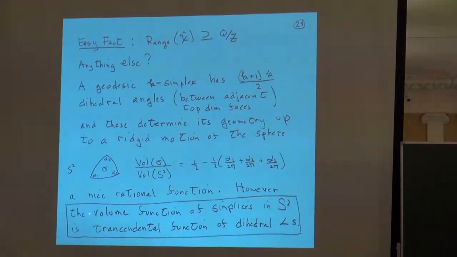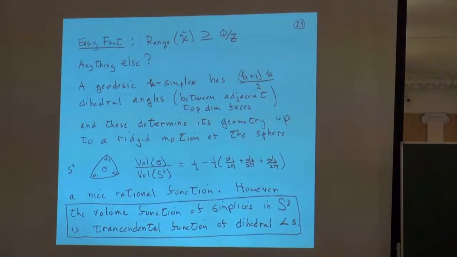So that's a nice rational function. However, I'm not so interested in S2, I'm interested in an odd sphere. And as soon as you go to S3, the volume function is a transcendental function of the dihedral angles. That was first calculated by a German mathematician, I'm trying to think of his name. Anyway, it's a relatively complicated formula. It can involve the dilogarithm if you look at it a certain way. It's not a simple formula.